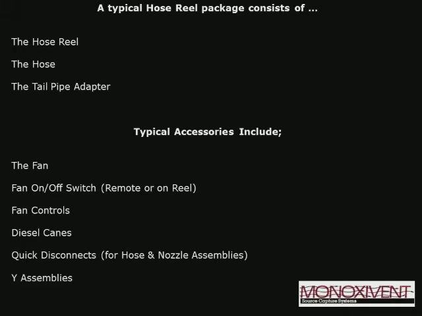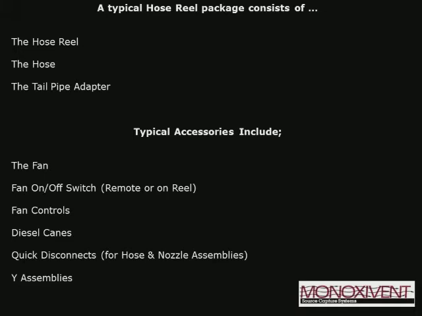All right, a typical hose reel package consists of, and again, this isn't just for hose reels, but this is for overhead systems as well. So you'd either have the hose reel itself, or for an overhead system, it would come with the balancer and bracketry and things like that. Certainly the hose, the tailpipe adapter.